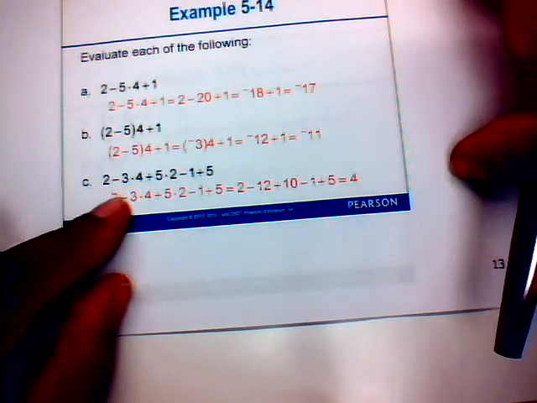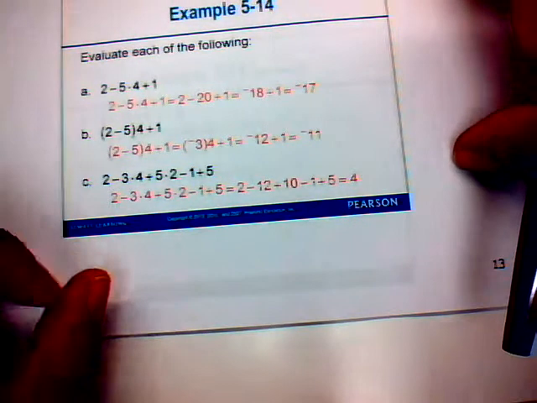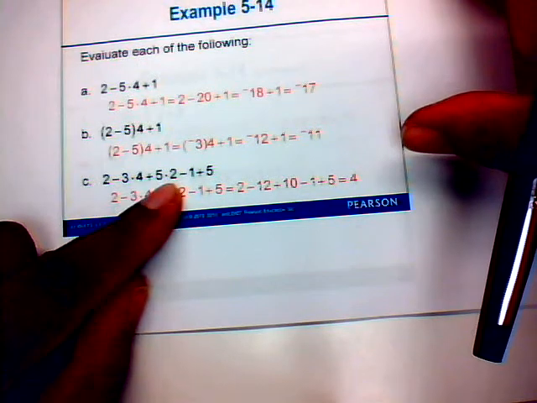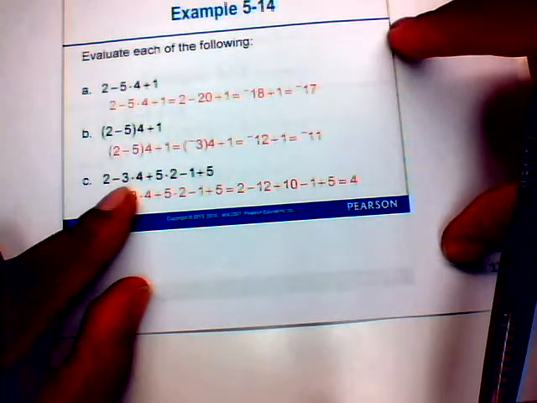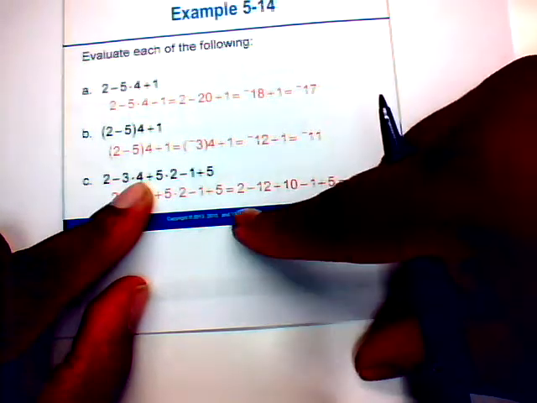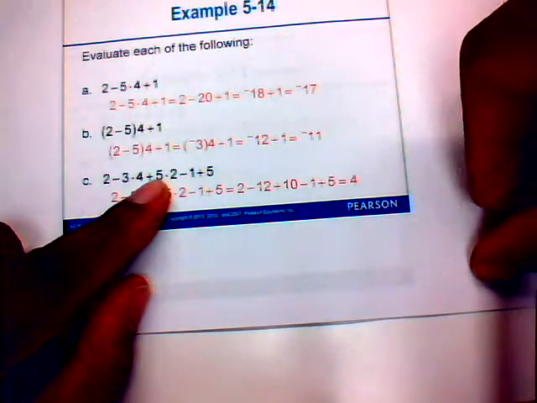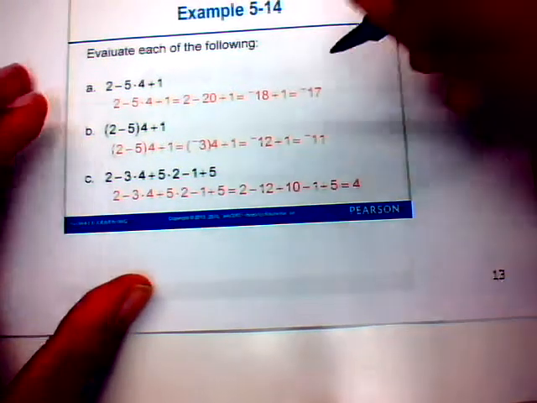And then finally, 2 minus 3 times 4 plus 5 times 2 minus 1 plus 5. We see multiplication here and here. We got to do that first. Bring this 2 over. Then do 3 times 4. That's going to be 12. So you got 2 minus 12. And then plus, let's do 5 times 2, which is 10. Bring over the minus 1, then plus 5.